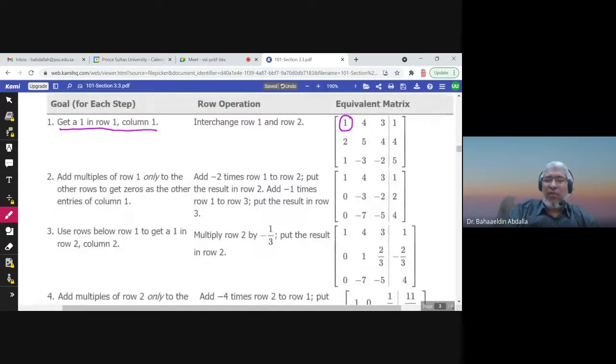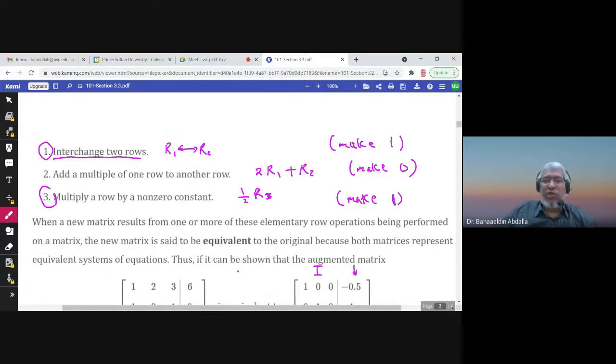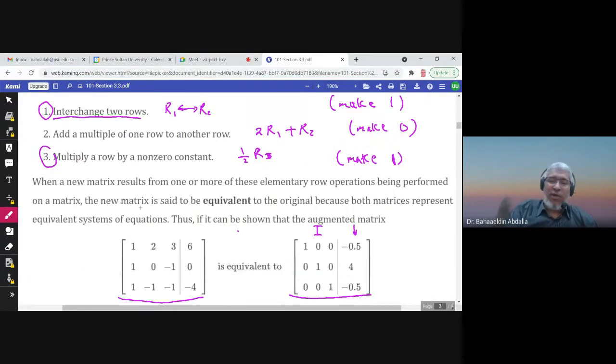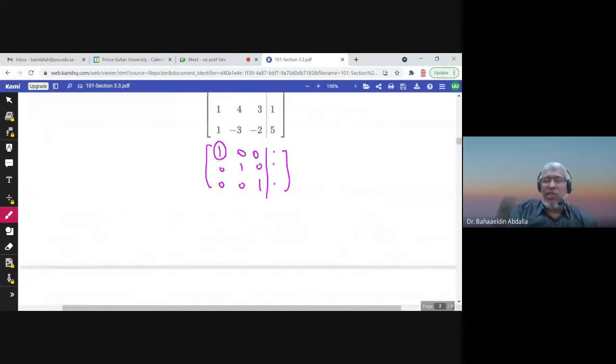So if this number is not 1 and there is a 1 below, you can interchange the two rows to get 1 in this place. Okay, so if there is no 1 below, and this is a 3, for example, you can divide row 1 by 3. So either you interchange with a row below, or you multiply by 1 over 3 or 1 over 2 or 1 over 5 to make it 1. So this is step 1.